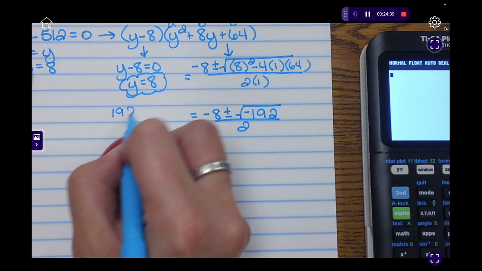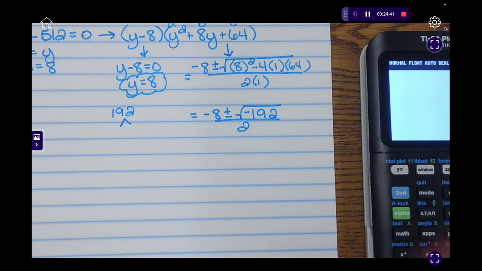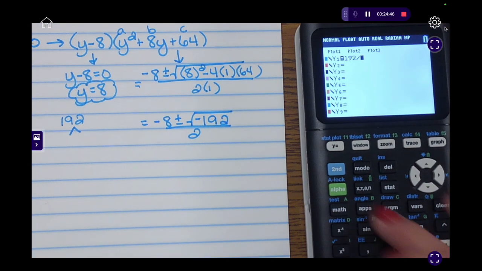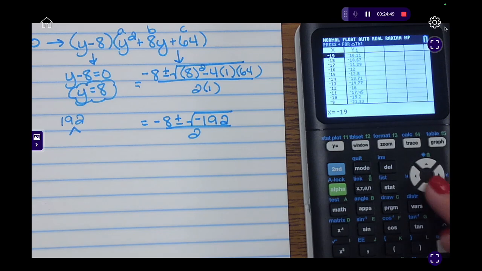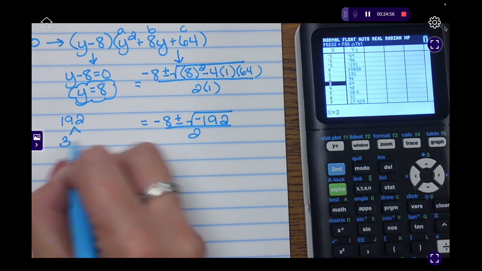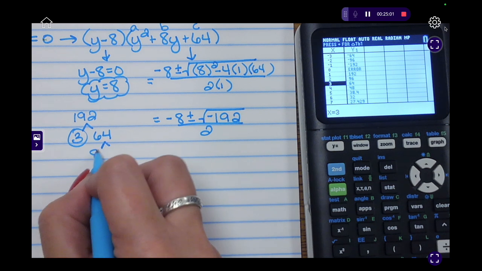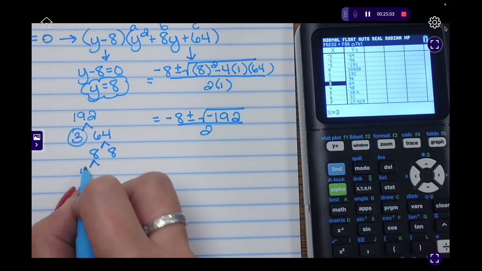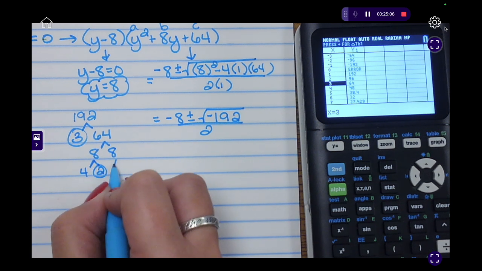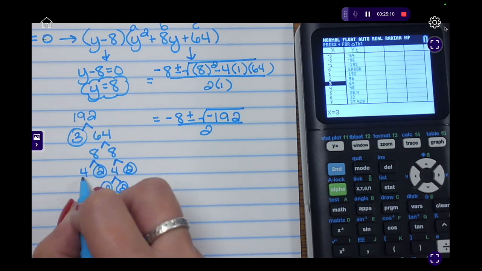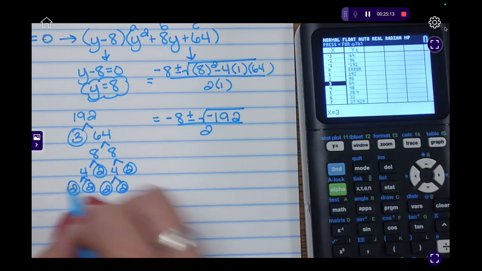Remember, we do that factor tree, and I am looking for factors of 192. So remember, I could go to y equals and type 192 divided by x. So looking at this, I want to start with positives. So again, you can start with any of these numbers. I'm going to start with 3 and 64. So 3 is prime. I'm going to break down 64 into 8 and 8. Neither one of those are prime. So I'm just going to keep breaking these down. So remember, with that factor tree, you want to break it down to nothing but primes.